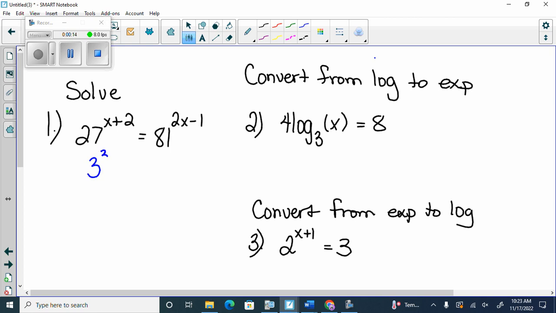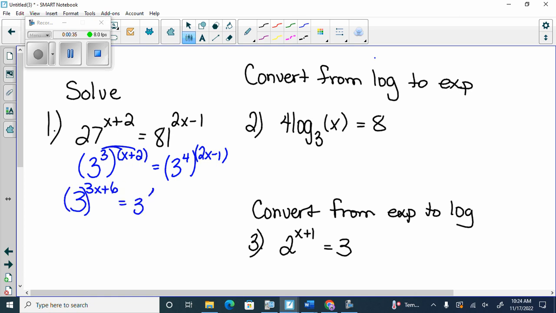27 is 3 cubed to the x plus 2. 81 is 3 to the 4 to the 2x minus 1. So I'm going to get 3 to the 3x plus 6 equals 3 to the 8x minus 4. And then I get 3x plus 6 equals 8x minus 4.